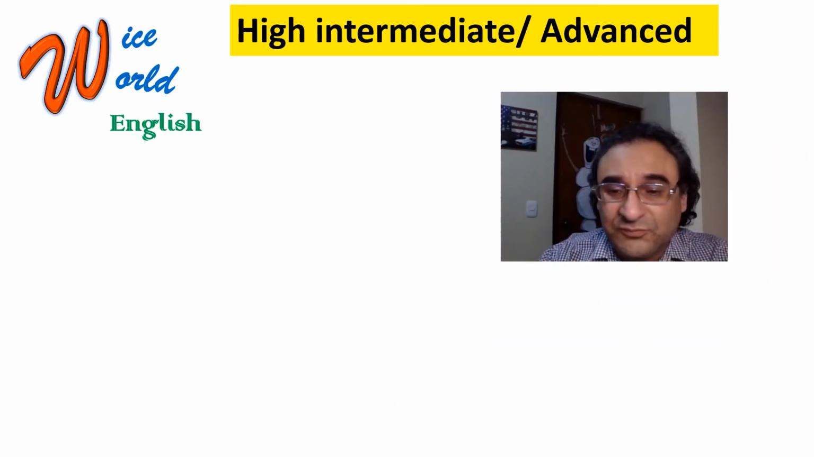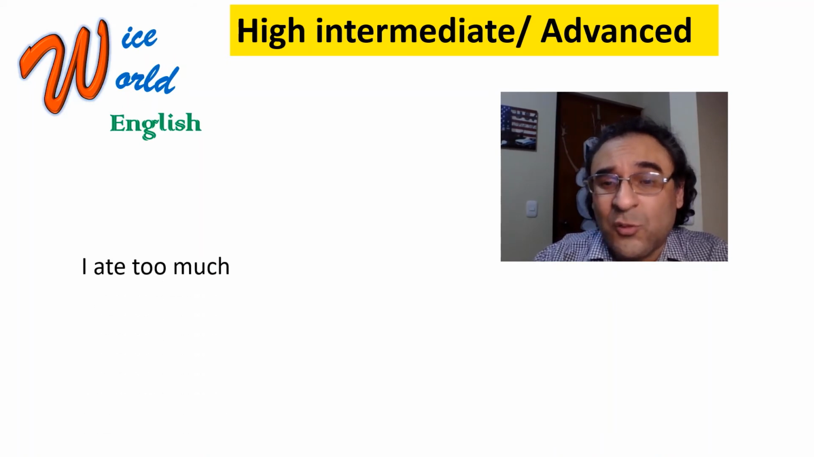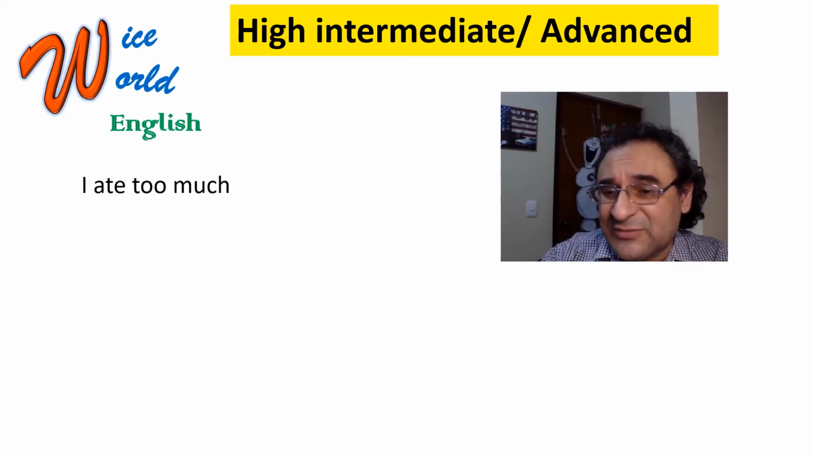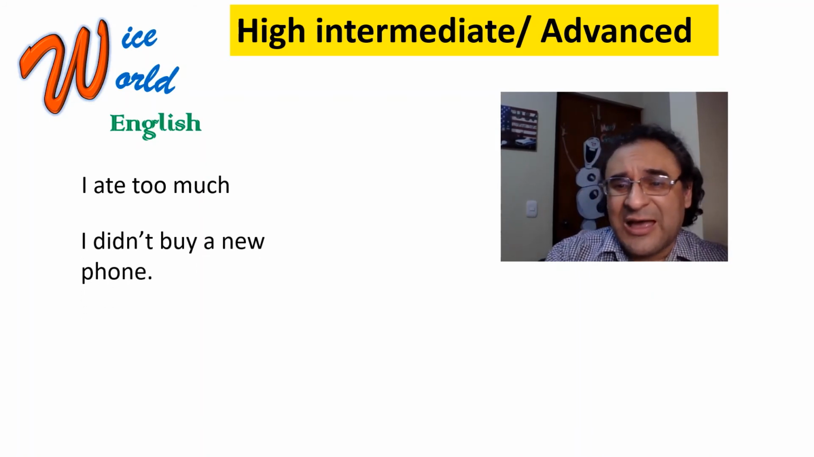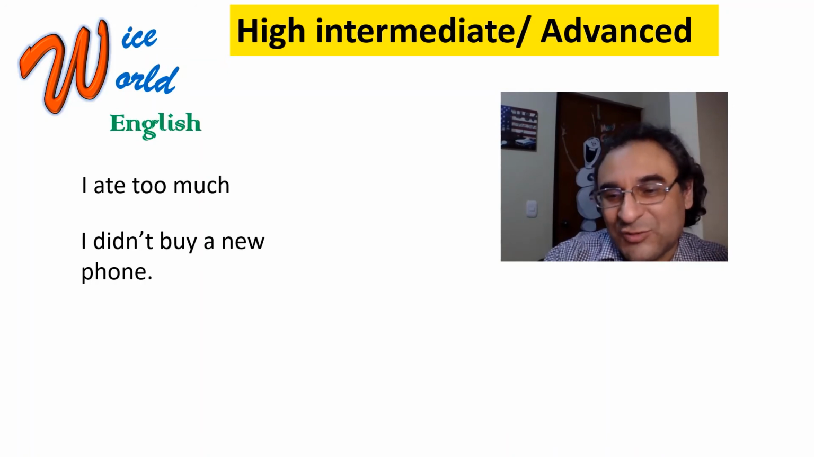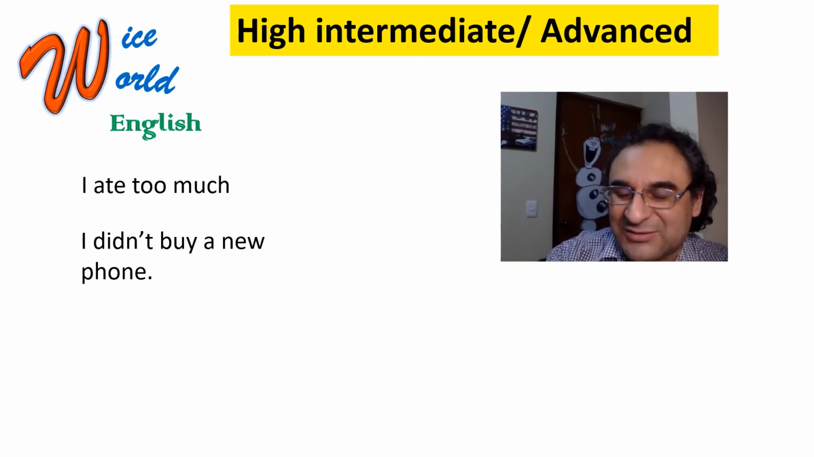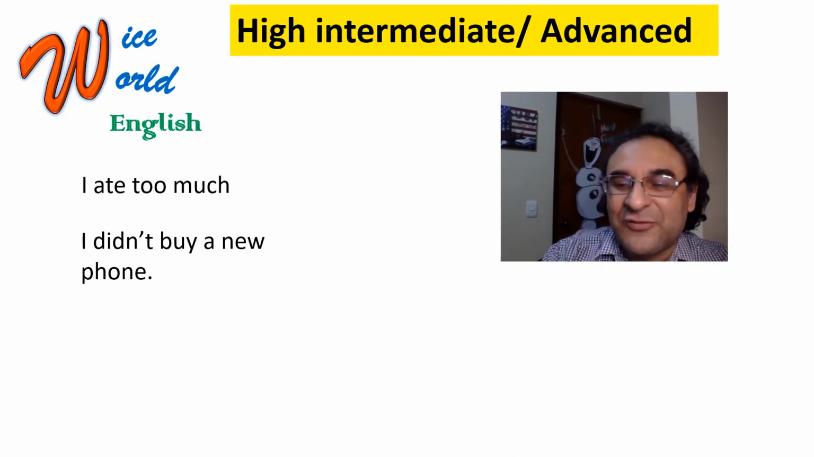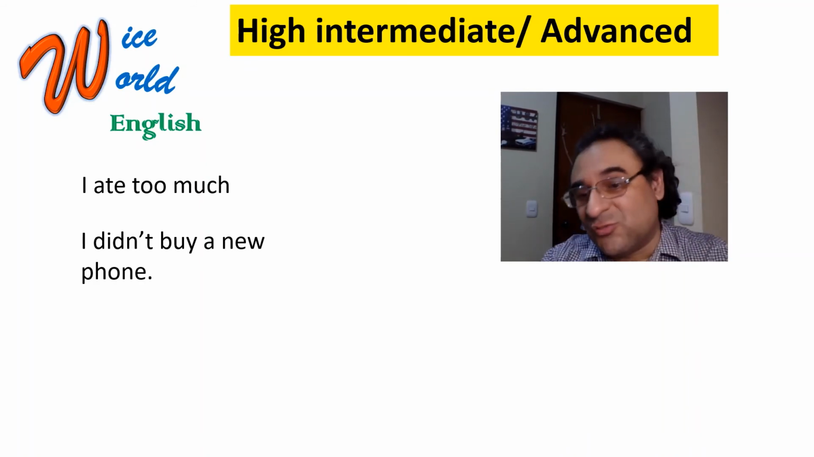Okay, final practice. To practice at home, what I recommend to you is to write some sentences about situations in the past. Real things that happened to you, okay? For example, look at this. I ate too much. I didn't buy a new phone. Write more sentences. And with these sentences, what you are going to do at home is create your conditionals. For example, the first one is I ate too much.